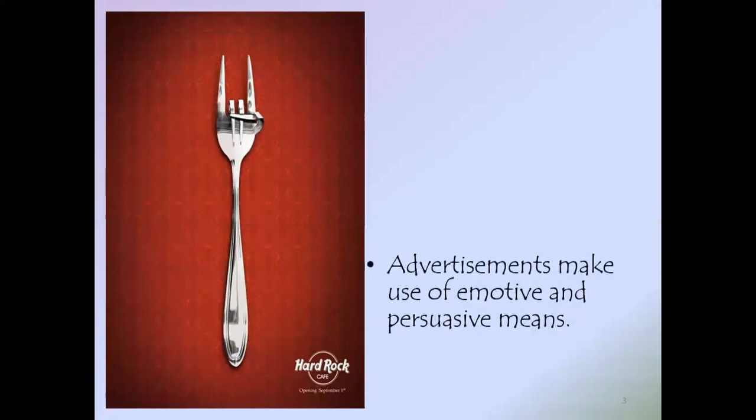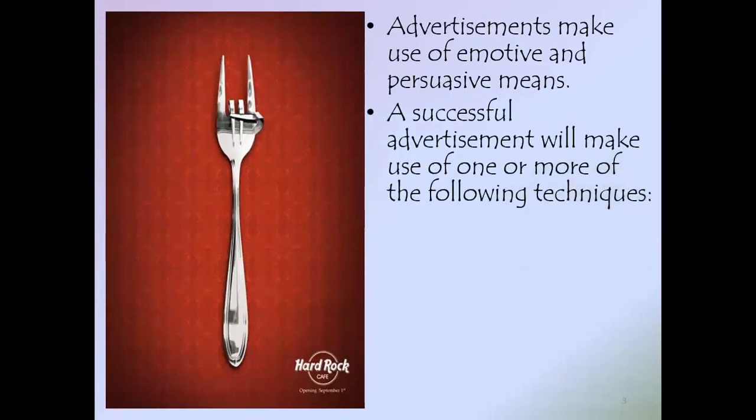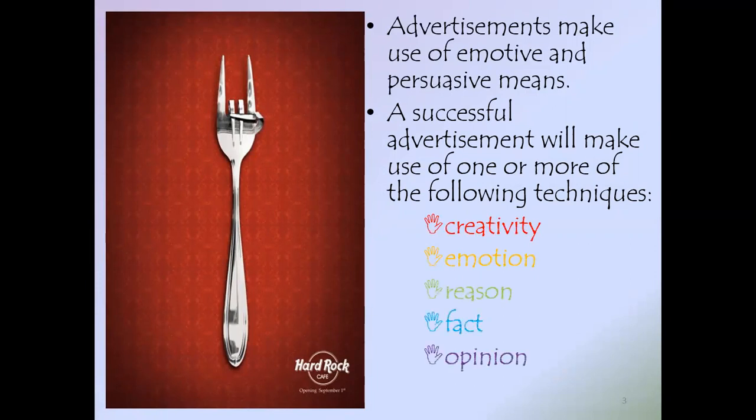So how are adverts classified as successful? What do they do to get the message to us that we'll remember it, especially when we face hundreds of adverts every single day? Adverts make use of emotive and persuasive means. A successful advert will make use of one or more of the following techniques: creativity, emotion, reason, fact, and opinion.